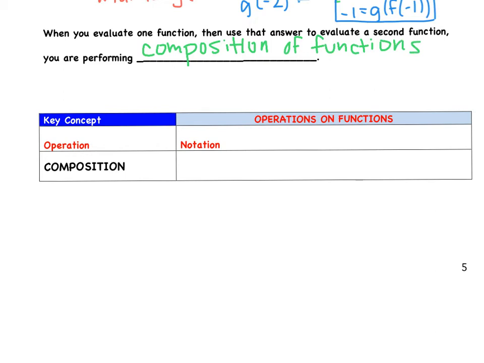Looking at our chart here, our operation once again is composition. Our notation looks like f of g of x. This is what we saw above in those problems. Another notation that you will see is this. So once again, this still means f of g of x. It's just a different notation. Same meaning, just a different way of writing it.